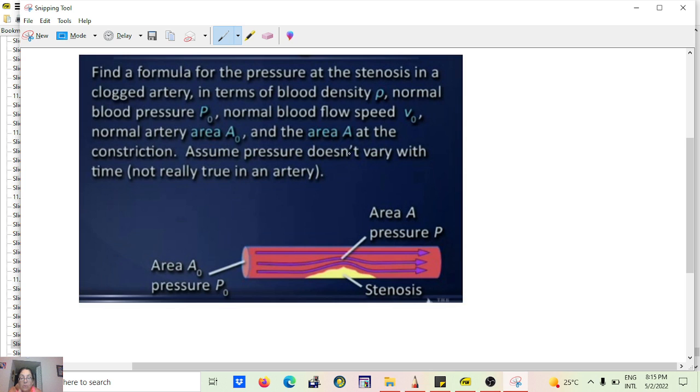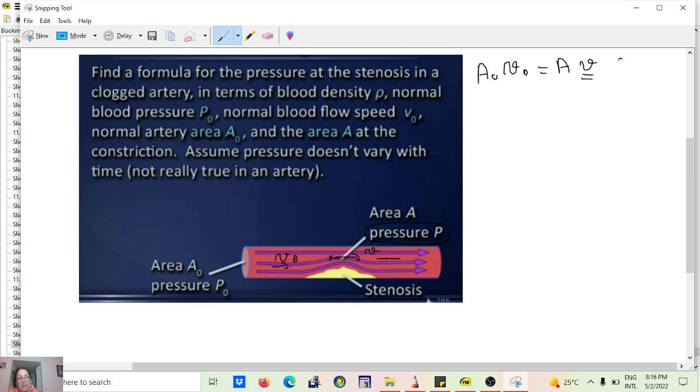Okay, so we can do two, and you have to use also the equation of continuity. So you have to write A0, the cross section, times the speed here. So here you have a speed V0, and here you have a speed V, and the speed V is larger than V0. So we are not interested in V. We want to get rid of that because we just want the expression for P.